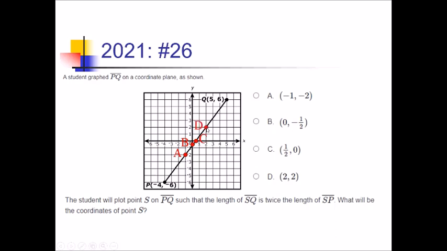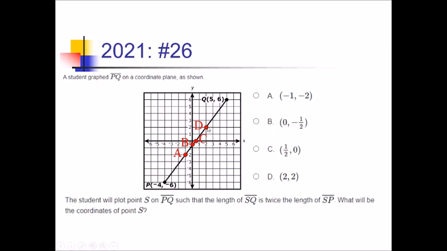So taking a look at all of these, I mean, the distance from my point to Q is supposed to be twice the distance that my point is from P. Looking at D, D looks like it's half the distance from Q that it is from P.